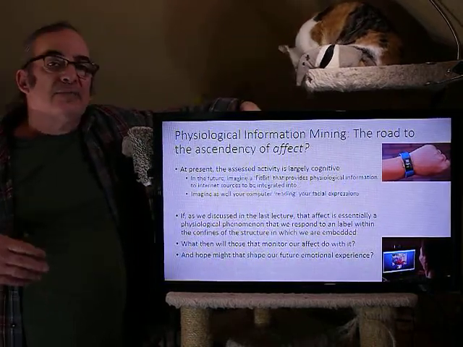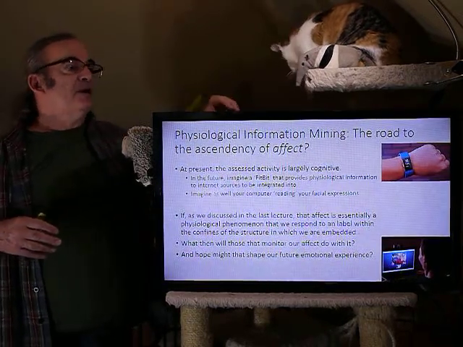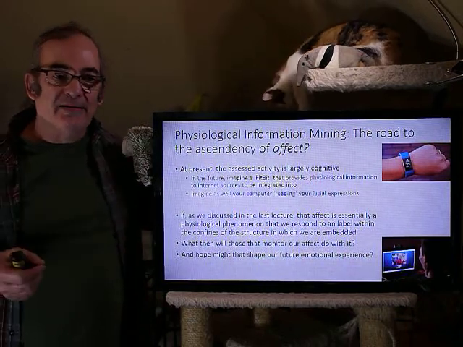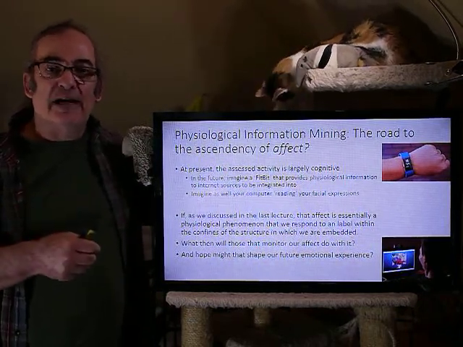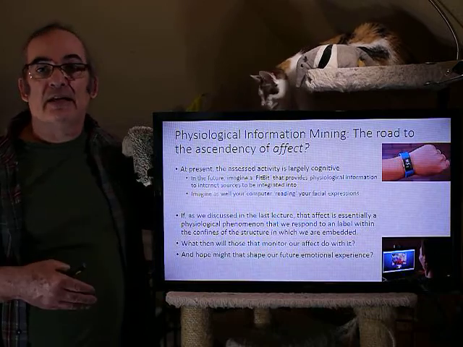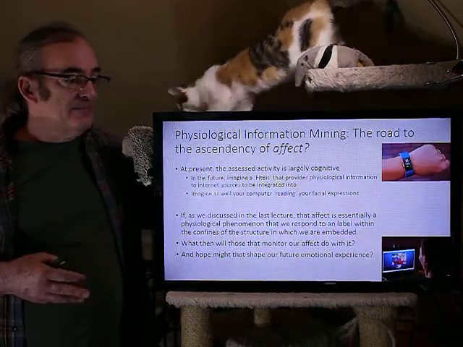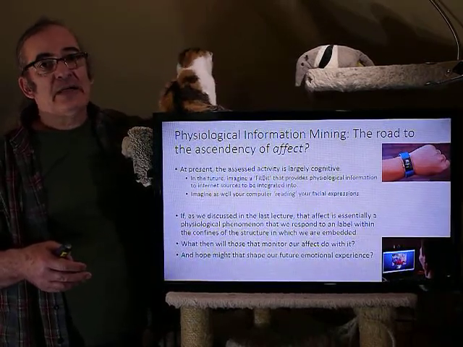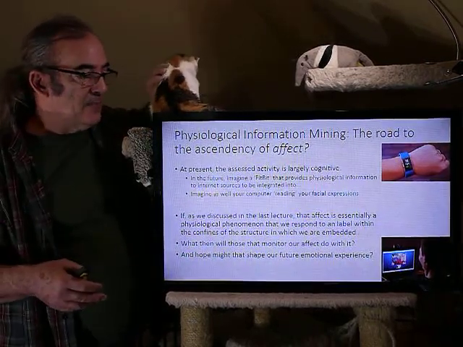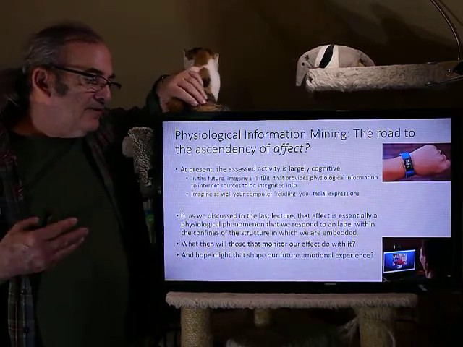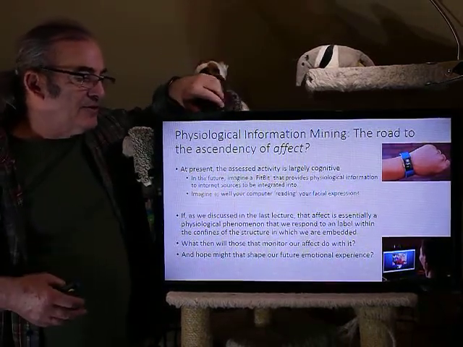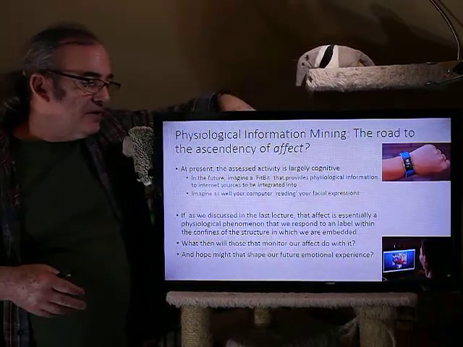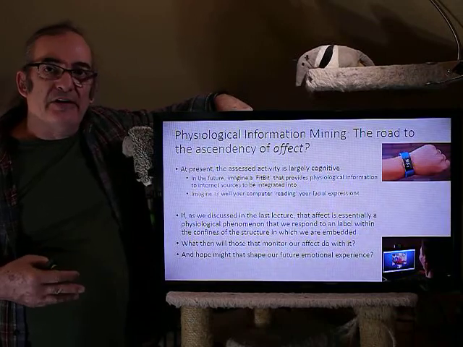It's connected to my cell phone. But to what extent will these future monitoring devices supply more and more detailed information about us to the people who are purchasing that information from the people who collect that information? And this could be kind of a scary idea, because to what extent am I being monitored in ways I never really dreamt possible? So we have the Fitbit that provides physiological information to internet sources to be integrated into what? Who knows, right?